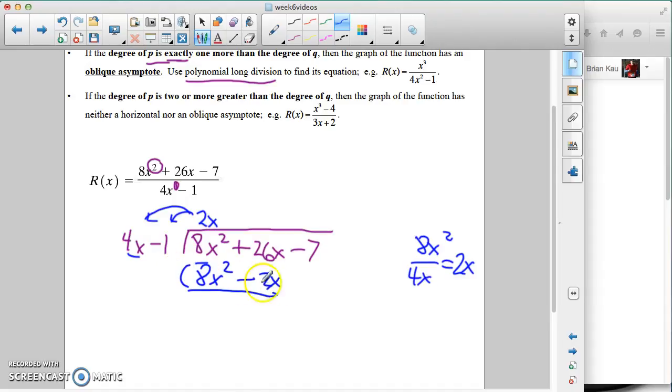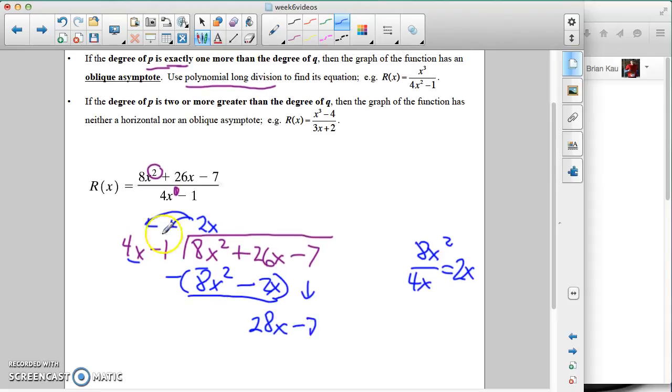Now I subtract. The 8x squareds are gone. This becomes positive, so that gives me 28x. We bring the negative 7 down, and we divide the 28x by 4x. So we get 7 here. In this case, the answer is 7, and that goes in completely evenly. So we have 28x minus 7. That means we have no remainder.